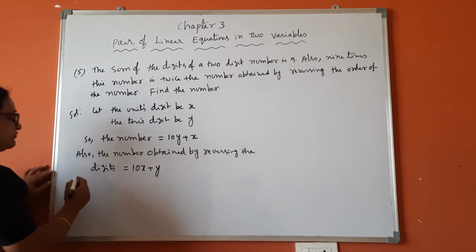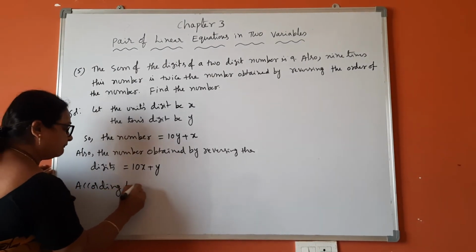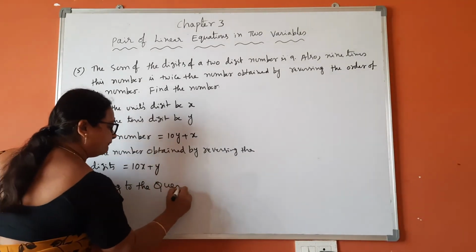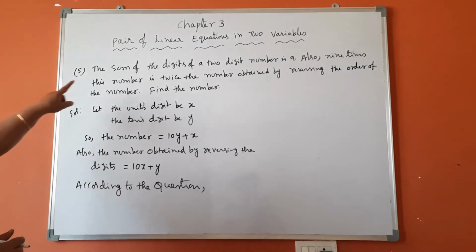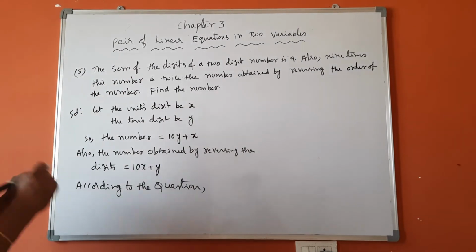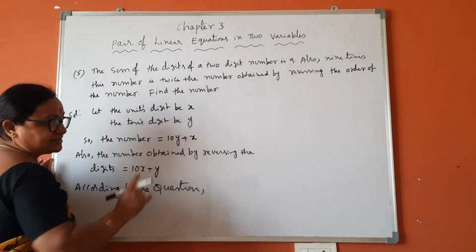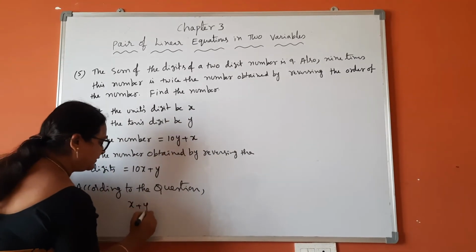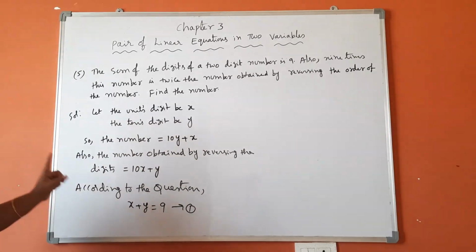Now, according to the question, the sum of the digits of a two-digit number is 9. That means, what are the two digits? Units digit and tens digit, x and y. So, x plus y is equal to 9. This is our first linear equation in two variables.